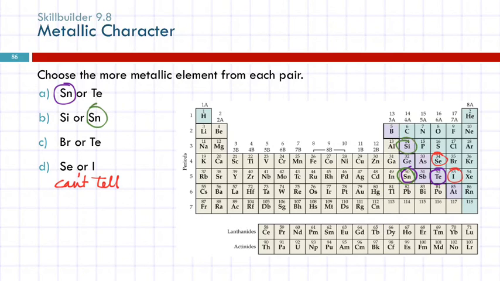And let's do orange maybe. Bromine or tellurium. Here's bromine, here's tellurium. Okay, going across, we get less metallic. So that predicts that tellurium is going to be more metal-like than bromine. As we're going down, we get more metallic, and that also predicts tellurium will be more metallic. So the answer is tellurium.